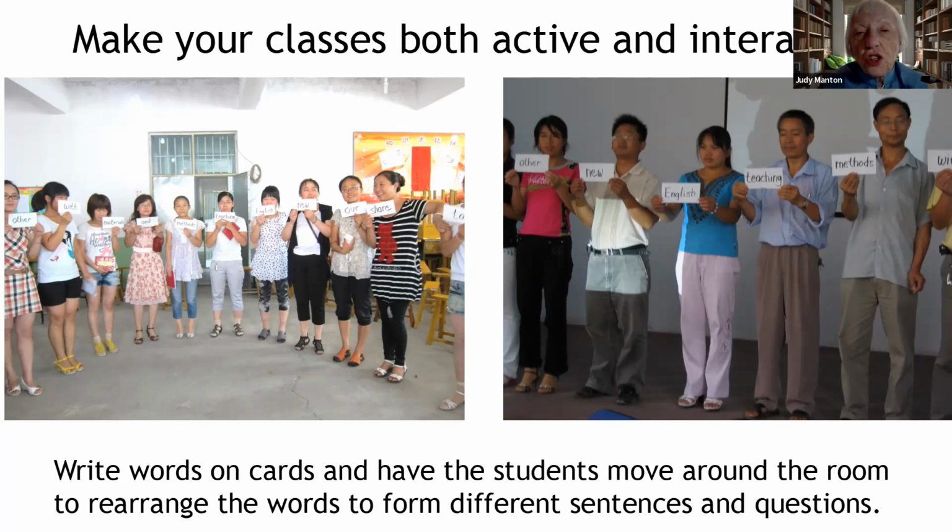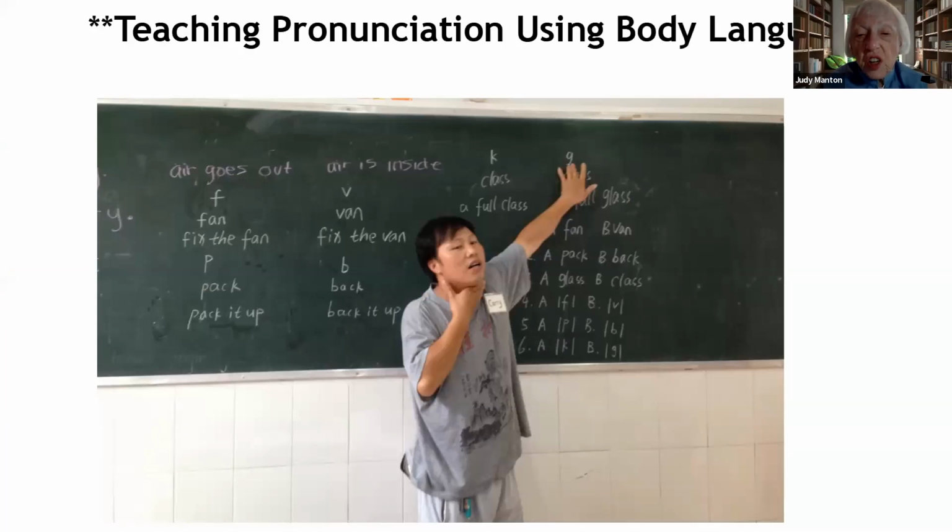Teaching pronunciation using body language. This teacher is demonstrating how the throat vibrates when the hard G is pronounced, as in gas, garage, gift. On the board, we see the contrast between the f, p, and b, in which the air goes out, and the v, which is pronounced with the top teeth on a vibrating bottom lip.